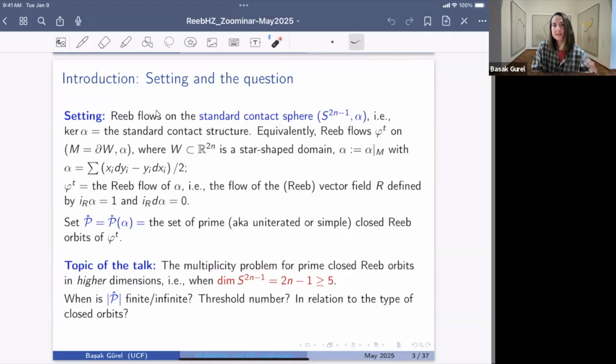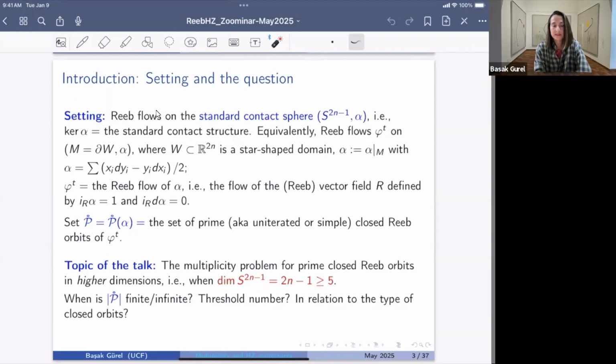So the topic of the talk is the set of prime periodic orbits of Reeb flows. Prime in the sense of simple, or uniterated, orbits. You can ask a lot of questions about these things. The main thing is the multiplicity problem for prime orbits. Again, to emphasize, we are going to be specifically in higher dimensions. Not to say that what I say won't be true in dimension 3, but it's just not interesting given that we know essentially everything in dimension 3.